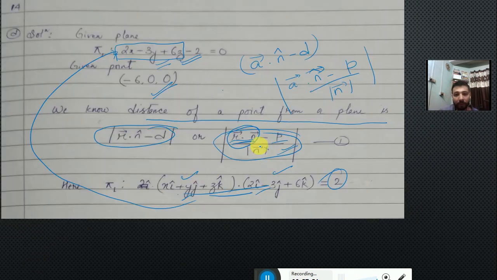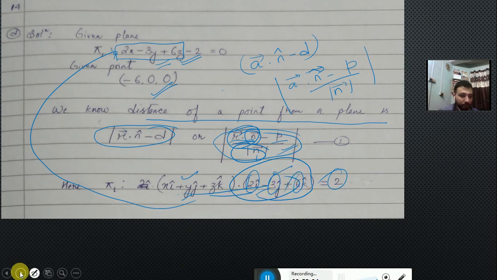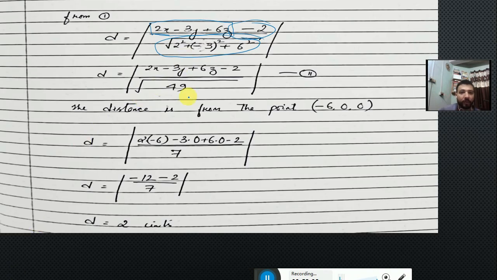Whatever is n, I will find its magnitude. So these are n. So the modulus of the n vector will be the square root of 2 square plus minus 3 square plus 6 square. Now see, I've done it here. Divided by root 49, and root 49 is 7. So this is minus 14 by 7. Modulus will remove the minus, and it is 2. So now you can do the rest of the problem in 14, 13.